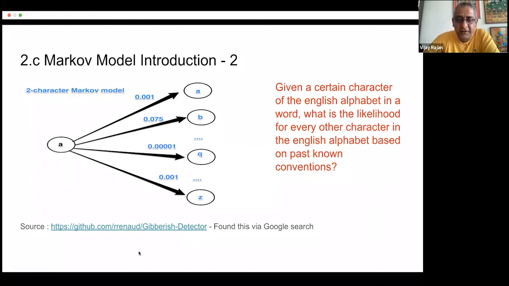If you search Google for gibberish detector, you'll probably get this link. But basically, the 2-character Markov chain is something like this. Given an A, and if you have a lot of addresses or a lot of words, what's the likelihood you'll see another A? Quite small, 0.001. What's the likelihood you will see a B?